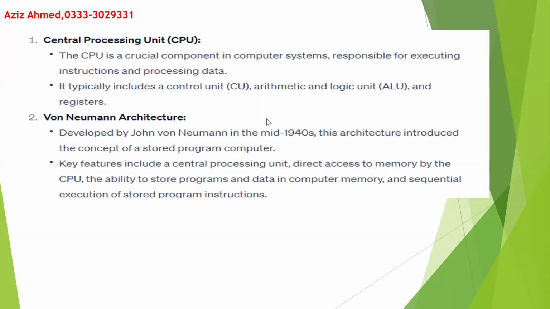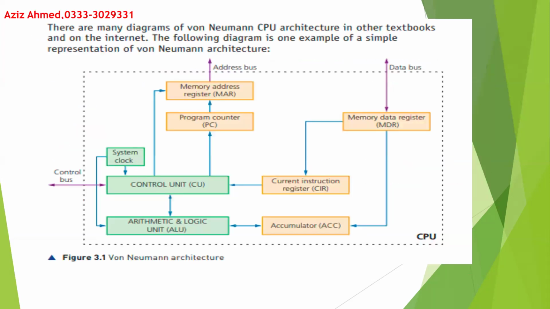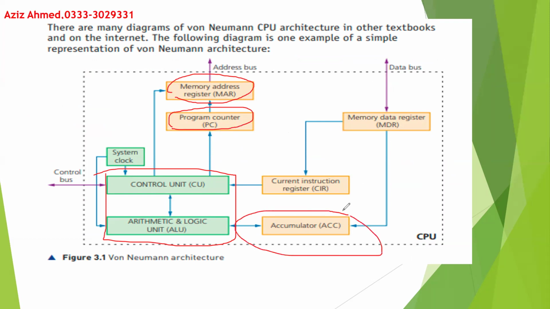See this one. This is the von Neumann architecture. It says there is a CPU. This is the whole part of the CPU. This is connected with different registers. One register is called MAR. One register is called program counter. One register is the accumulator. One register is called CIR, and one register is called MDR. All registers have their own role or activity.